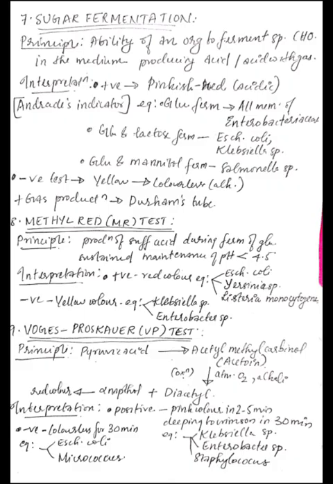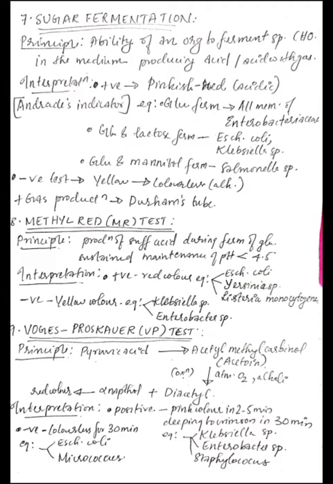The sugar fermentation principle is the ability of an organism to ferment a specific carbohydrate in the medium, producing acid or acid with gas. The interpretation is that if the test is positive, there is a pinkish red color, showing acidic nature. The indicator is Andrade's indicator, and this pinkish red color is given by fermenters. There are different types of fermenters. First one is glucose fermenters; examples are all members of Enterobacteriaceae. Then glucose and lactose fermenters, that is Escherichia coli and Klebsiella species. Glucose and mannitol fermenters are Salmonella species.